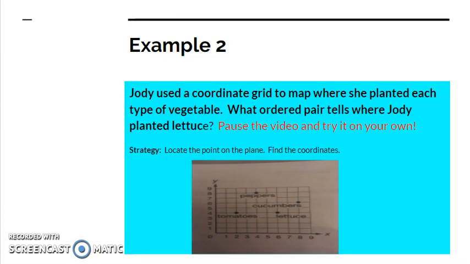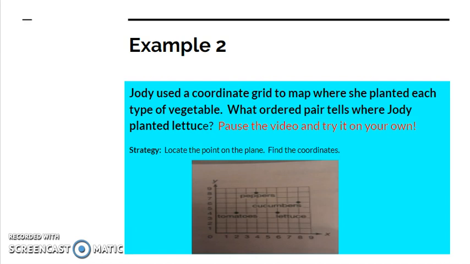All right, let's go to example 2. Jody used a coordinate grid to map where she planted each type of vegetable. What ordered pair tells where Jody planted lettuce? So at this point, we're looking at lettuce only. So we're going to locate where lettuce is, and we're going to write the ordered pair.